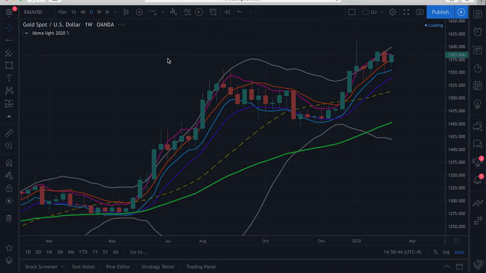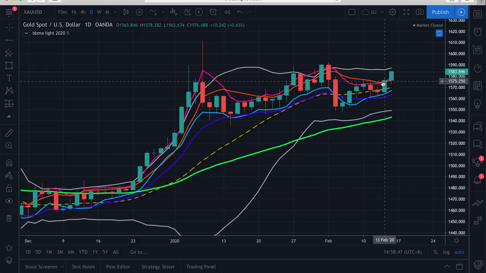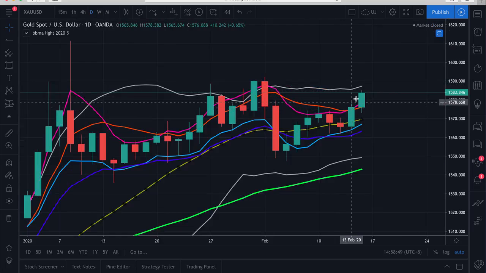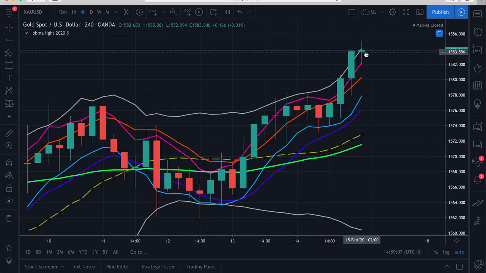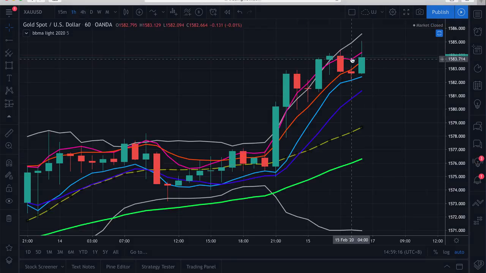On D1 we can see that the price is making an MHV sell. Okay, it goes up here, it breaks the MA 510 high, but it does not close above the top BB. On H4, depending on how you look at it, we can take it as MHV or still as CSM. And on H1 it's a MHV.